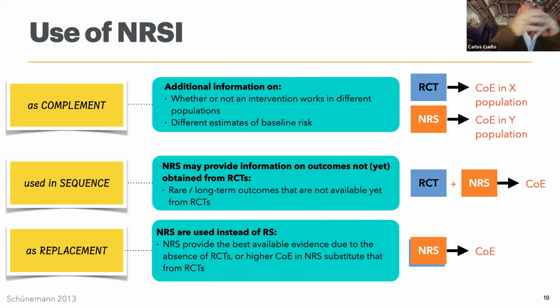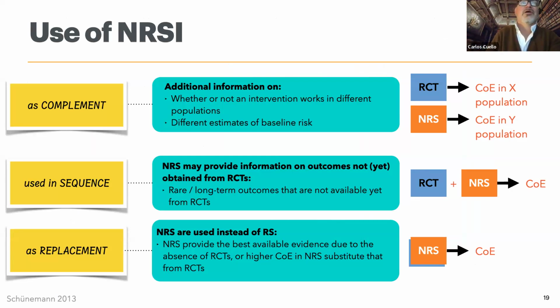This also came up with a situation that we started thinking about how we can use non-randomized studies. And this is a famous paper from Holder that you maybe already know, on what the uses of observational studies in synthesis of randomized trials will be. So you can use them as complementary information, you can use them in sequence, or you can use them as a replacement.